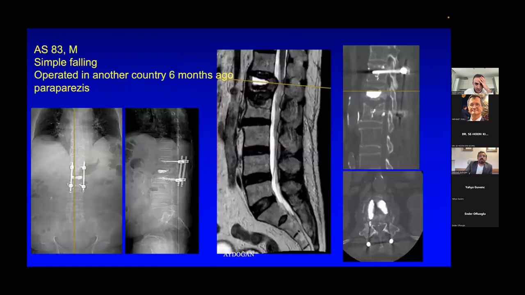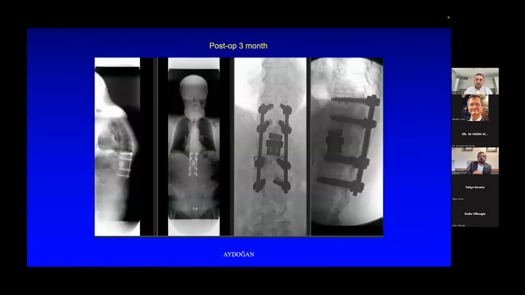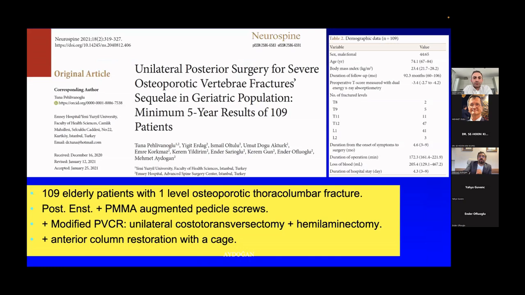Another patient here was treated in another country, and when he came to me, he wasn't able to move. We saw lots of pressure on the spinal cord. That's why we planned to do a posterior modified PVCR with cement augmentation.